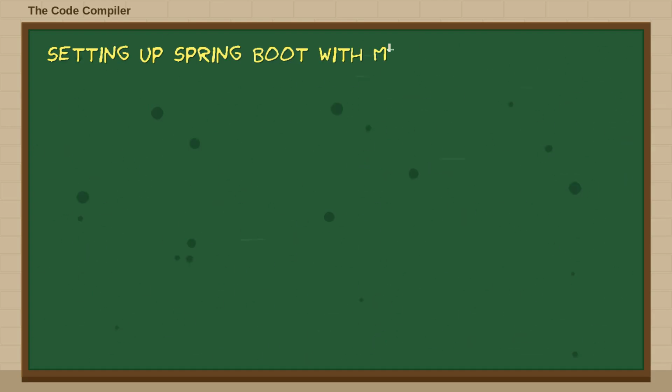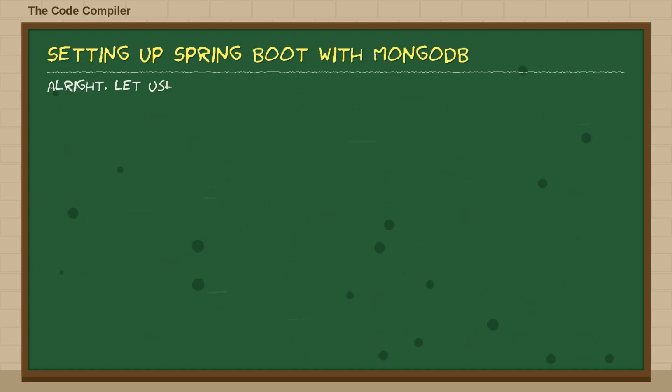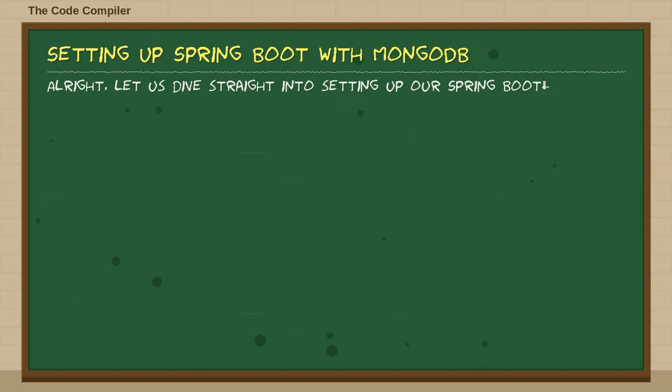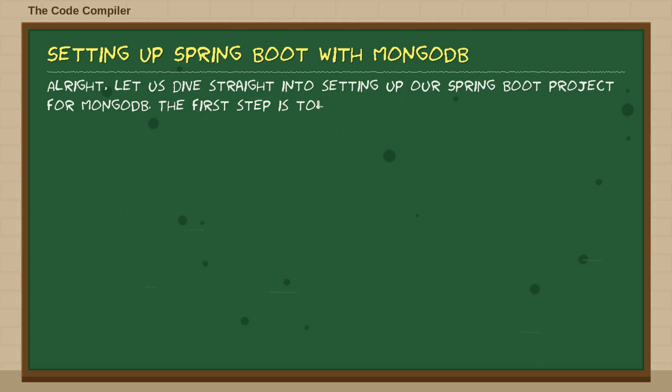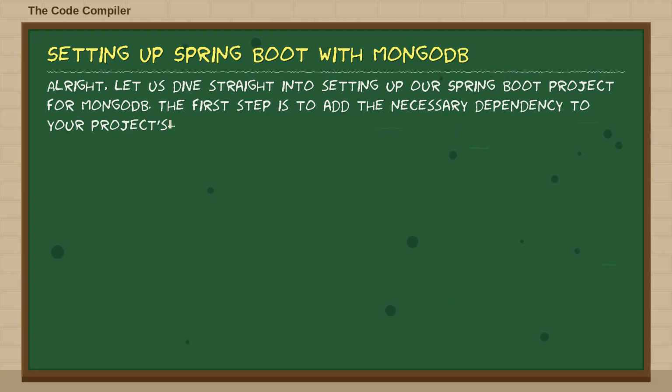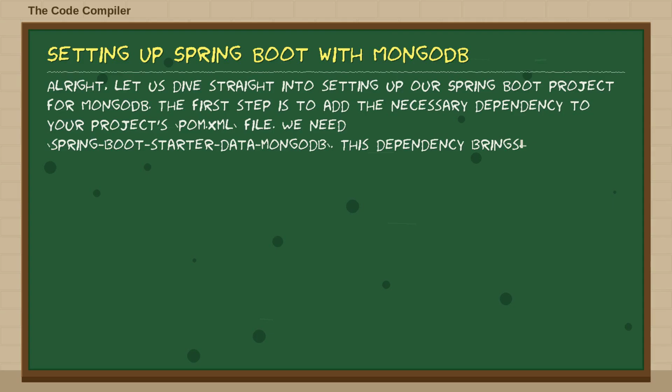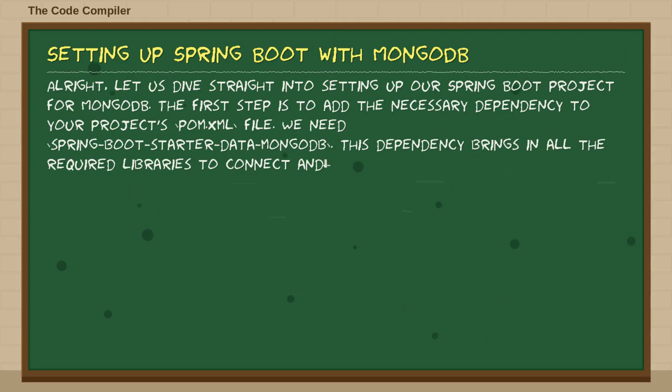Alright, let us dive straight into setting up our Spring Boot project for MongoDB. The first step is to add the necessary dependency to your project's pom.xml file. We need Spring Boot Starter Data MongoDB. This dependency brings in all the required libraries to connect and interact with MongoDB.